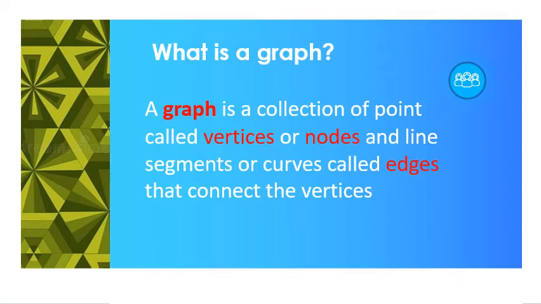So let's start by trying to define what is a graph. A graph is a collection of points called vertices or nodes and line segments or curves called edges that connect the vertices. We are familiar with different types of graphs such as bar graph, pie graph, and every graph that we have. But for this topic, we are going to focus on different types of graphs in this application.